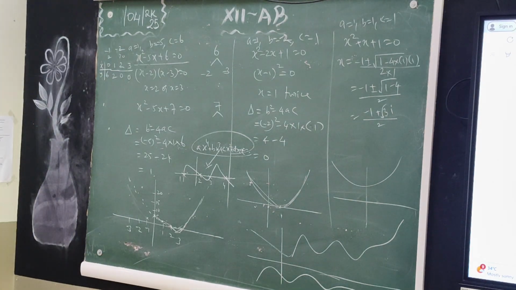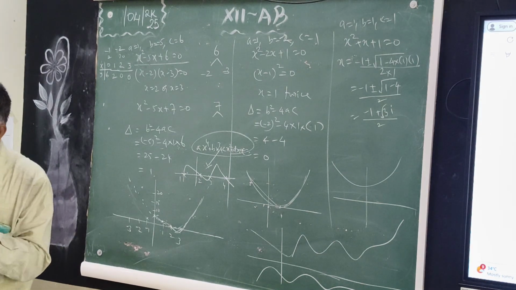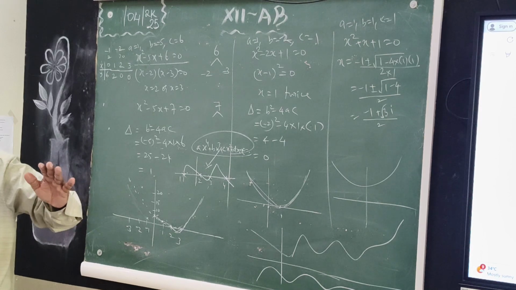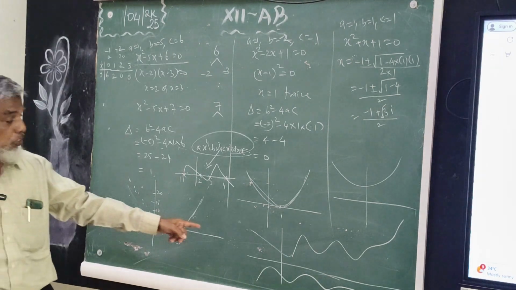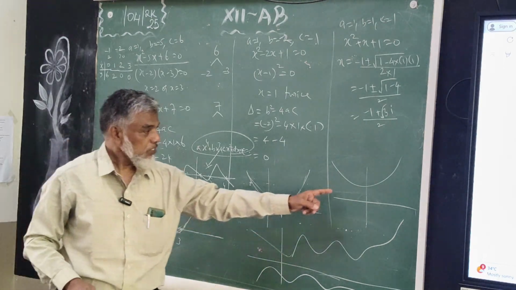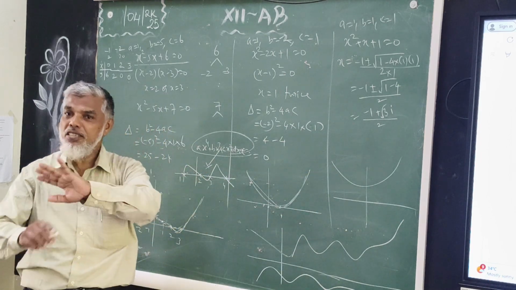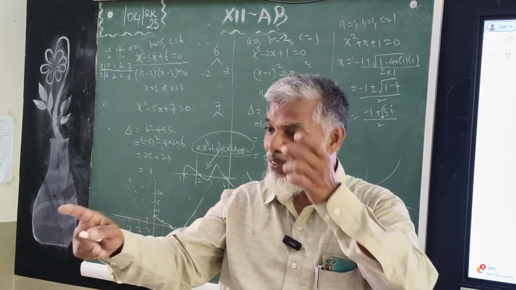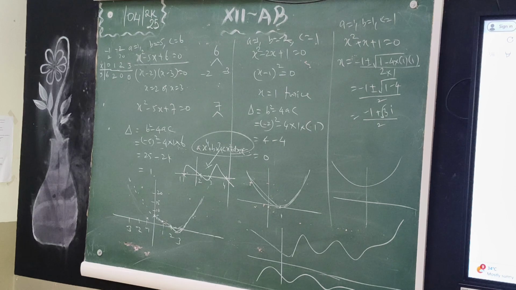Therefore, to find the root, look at the graph: if it crosses the x-axis, it will have a root. If it never crosses the x-axis, no root. Don't confuse it with crossing the y-axis. Crossing the y-axis is not at all a root. Crossing the x-axis is a root. This concept you have to be very clear about.